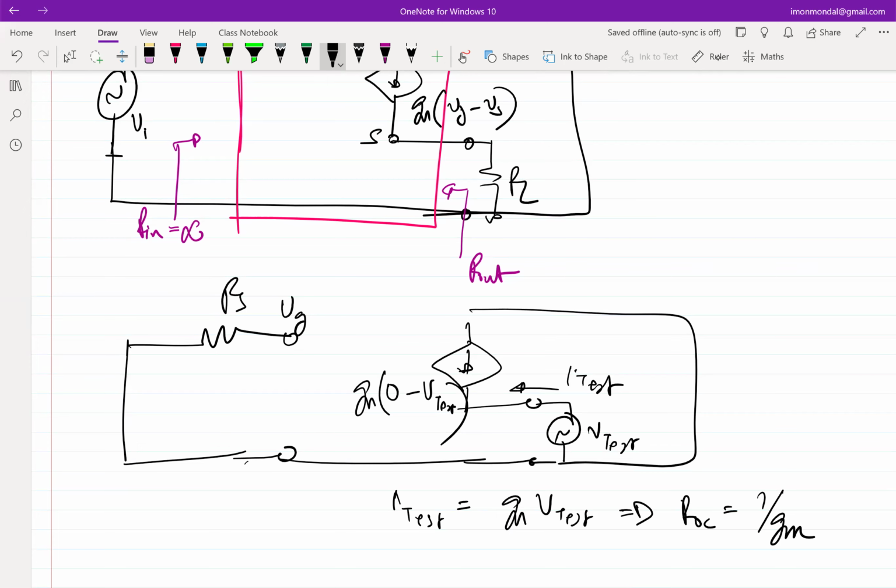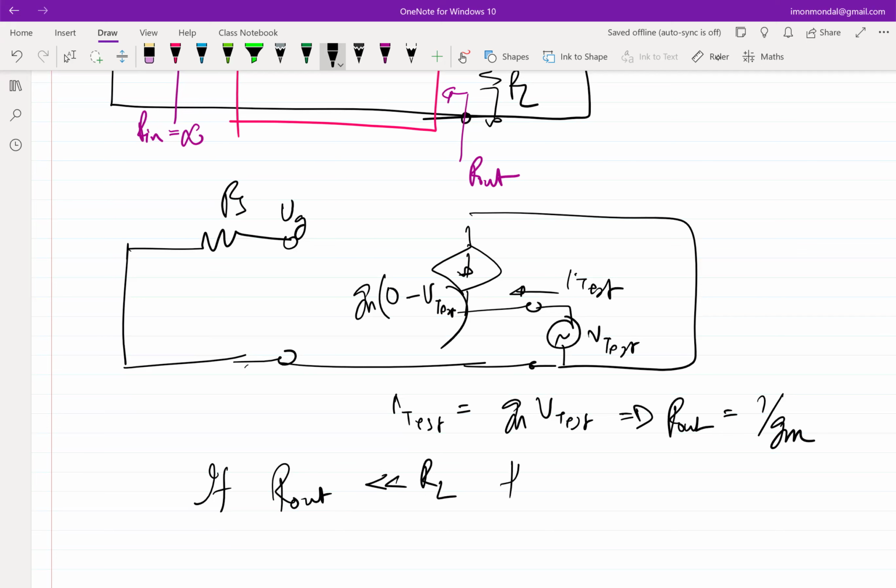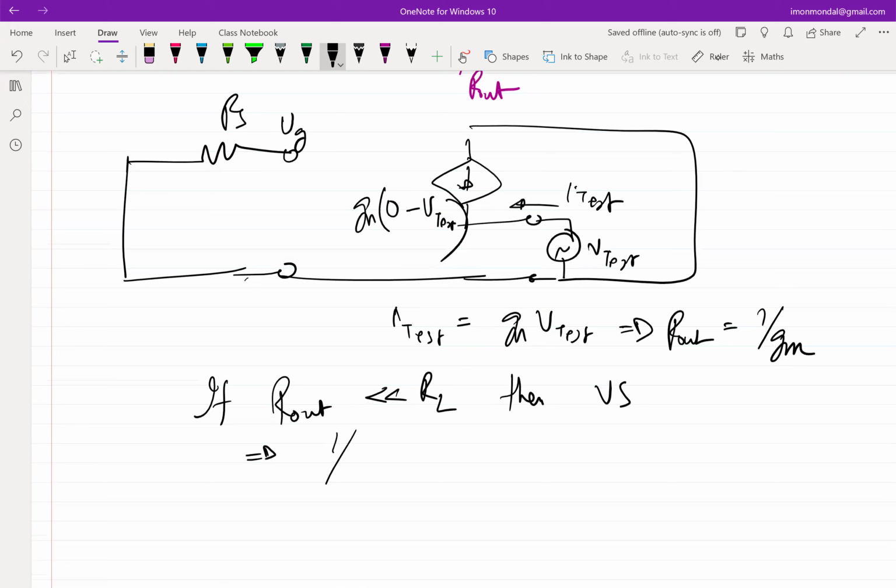right? So what is the condition for a contraption to behave like a voltage source? If Rout is much less than RL, then it's a voltage source, which essentially means that you have to design your GM in such a way that 1 over GM is much less than RL. So this is a design requirement.